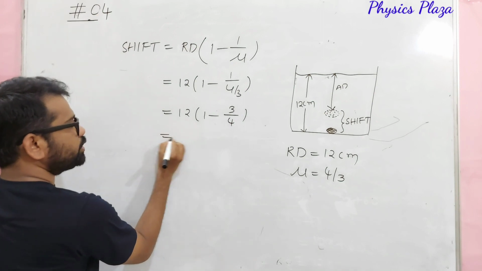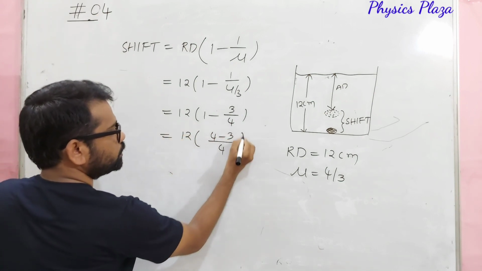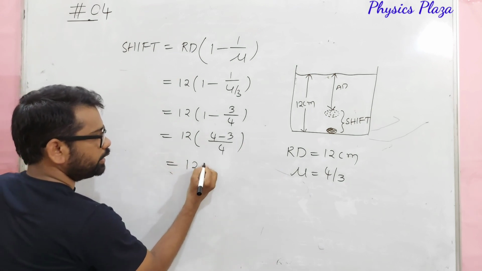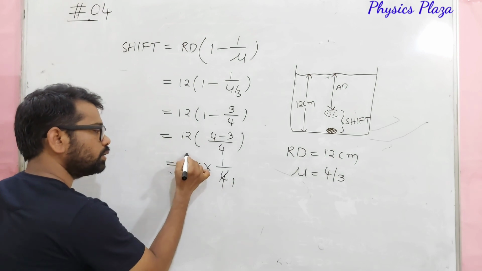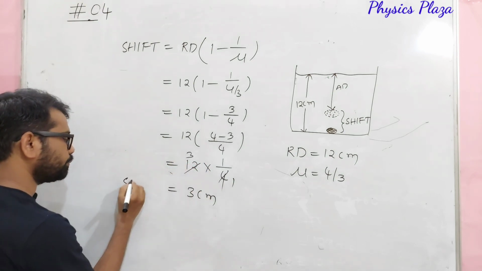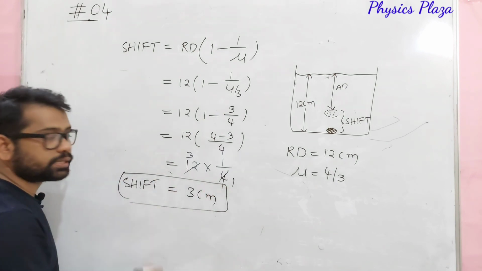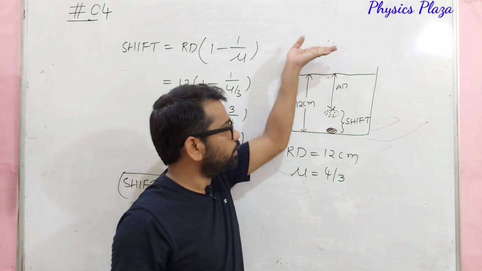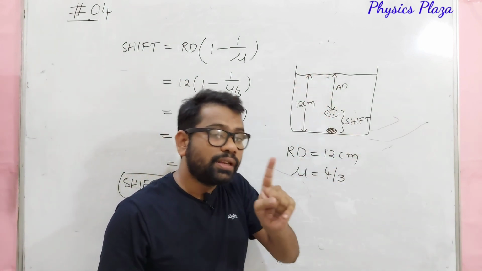Here you can take LCM, dear children. What you will get here? 4 minus 3 by 4. So this will be 12 into 1 by 4. 4 ones are 4, 4 3s are 12. So this is how much? 3 centimeters is the shift. So children, this is what actually they asked us to calculate. So here when the coin is observed, it appears to be raised by 3 centimeters.